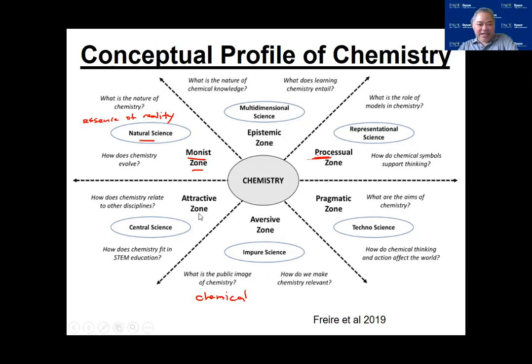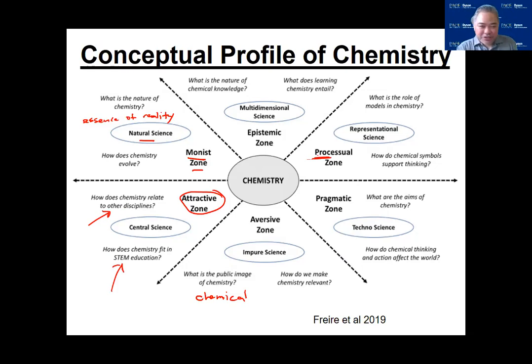Now, the last part that we have here is the attractive zone. And here, chemistry serves as the central science. So chemistry is conceived as a feeling, as an attraction, an affinity, a love. It is related to a strong connection between two people. So we could say here, being a central science, how does chemistry relate to other disciplines? How does chemistry fit in STEM education?